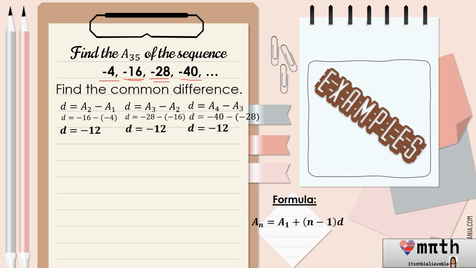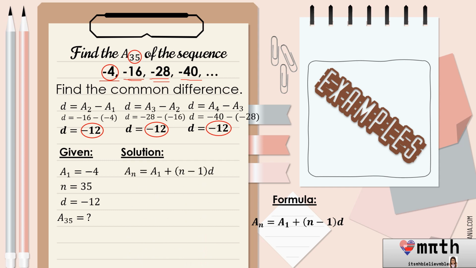So using again the formula, a sub n is equal to a sub 1 plus n minus 1 multiplied by d. Let us get first the given, then substitute the values of the given to the formula. Our given is a sub 1 is equal to negative 4, since it is our first term. Then n is equal to 35 since we're looking for the 35th term, or a sub 35. Then d is negative 12 because our common difference is negative 12.